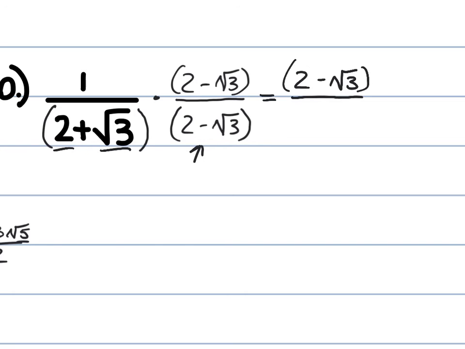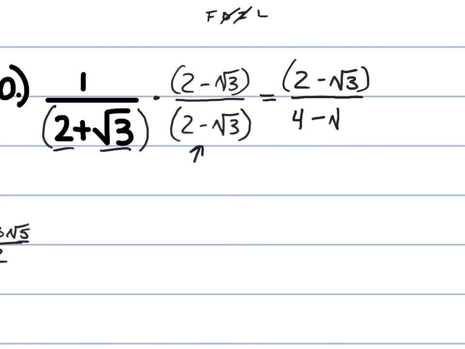Right. Now remember, in the denominator, we have a conjugate, which means when we FOIL this, the outer and the inner are going to be thrown away. They're going to cancel each other out. So all I care about is the first times the first and the last times the last. What's the first times the first in the denominator? 4. And then what's the last times the last?